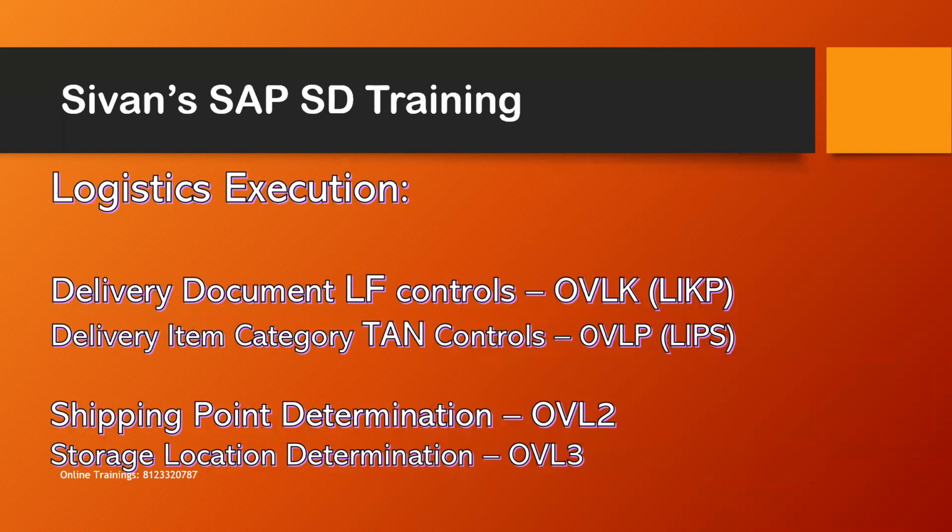In this recording, I would like to highlight the logistics execution part. Logistics execution means the delivery document and delivery related information. So here we are going to discuss the delivery document type controls, that is standard delivery document type LF, and delivery item category controls, that is standard delivery document item category TAN controls or functionalities.